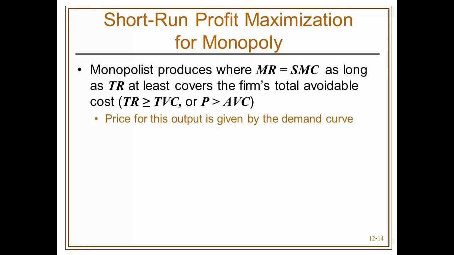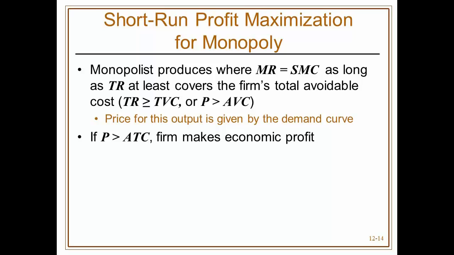The price for the output is going to be given by where the demand curve is. All the same sort of decisions that we said before about, well, is this company going to be profitable? Is it going to be earning a loss but stay open? Is it going to be shut down? All of that's going to be exactly the same as we did for the purely competitive case.